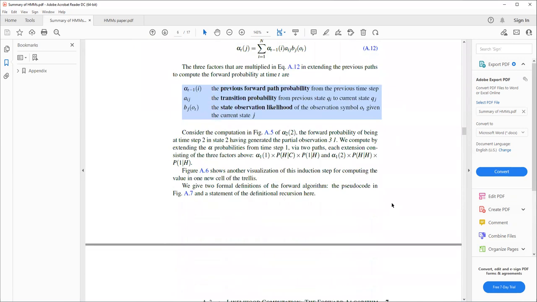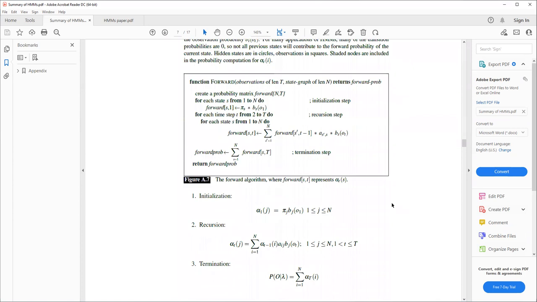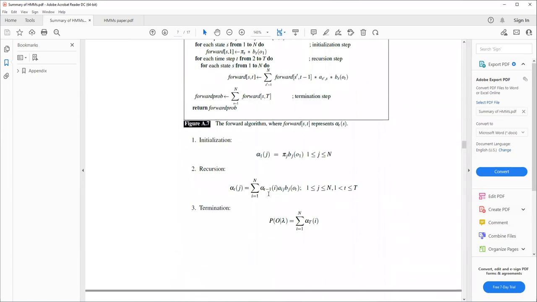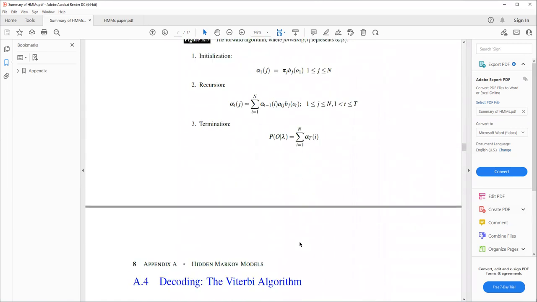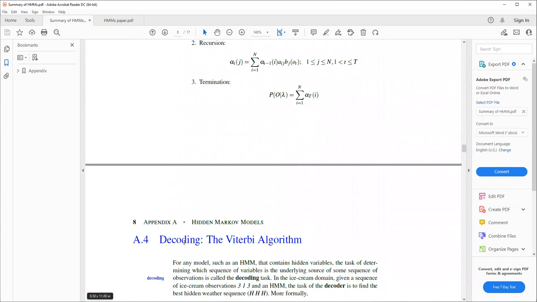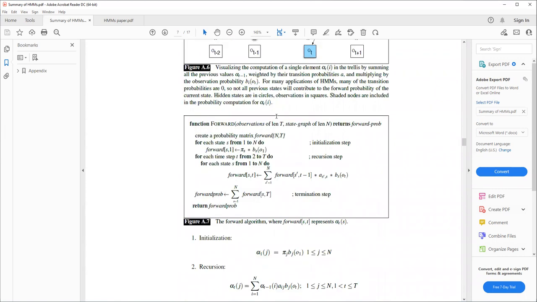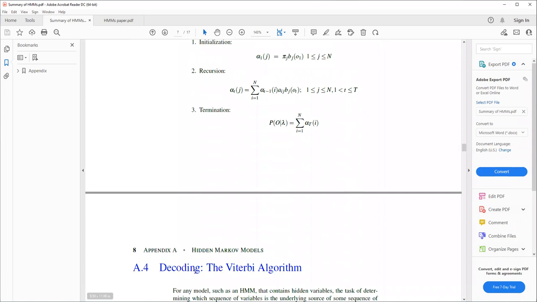So let's get to the next lecture. I'll just make a small change here, and you'll notice that with that small change, I'll convert the problem from the forward algorithm to actually the Viterbi algorithm, and we'll discuss that in the next lecture.